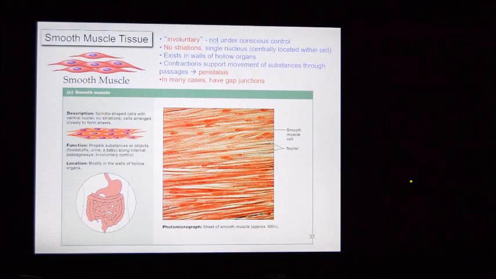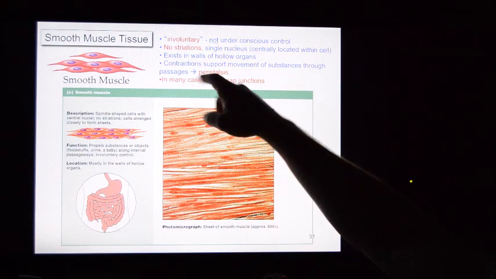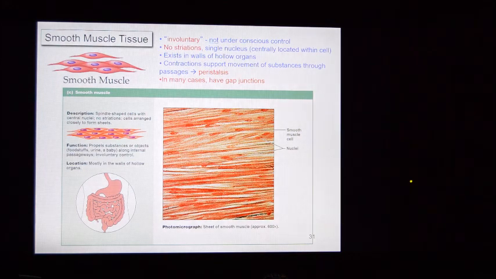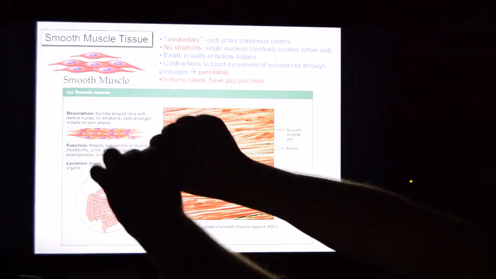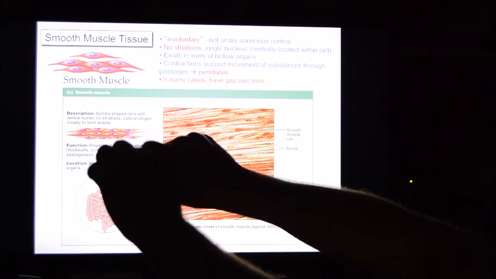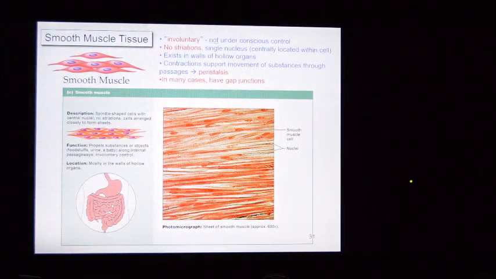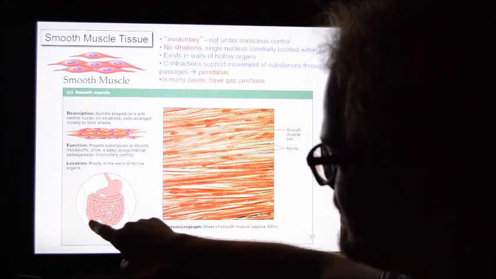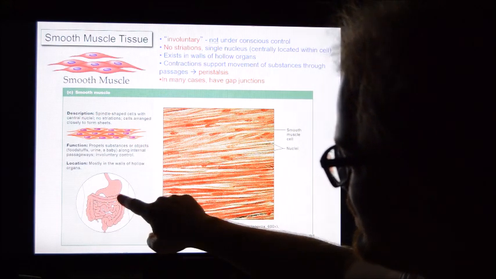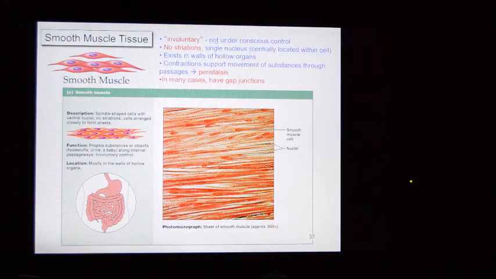And the idea here is that what smooth muscle is responsible for primarily is the peristaltic motion of our intestinal tract. This is a set of rhythmic contractions that propel materials from one place to another through the digestive tract. So, for instance, into the large intestine, up the ascending colon, across the transverse, and down the descending colon.